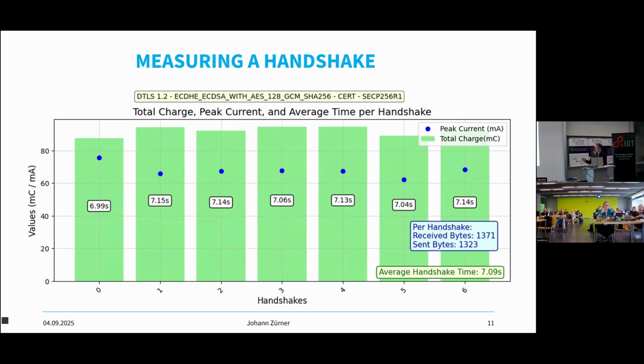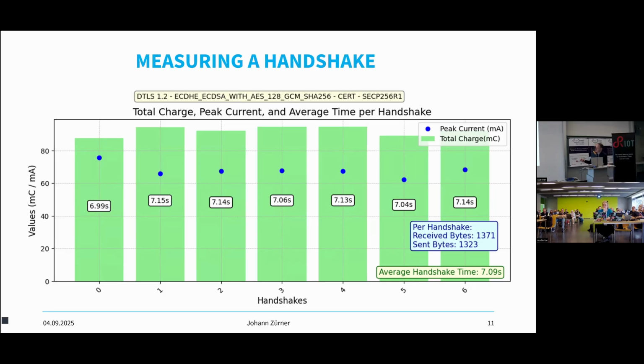So we have, for example, this is DTLS 1.2. It's elliptic curve Diffie-Hellman. It's using certificates in both directions. The client has a certificate, the server has a certificate with ECDSA keys and using that NIST curve. So the first handshake that I measured took 7 seconds in timing.